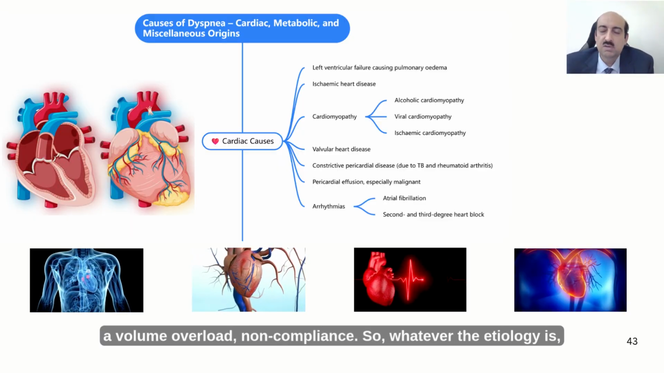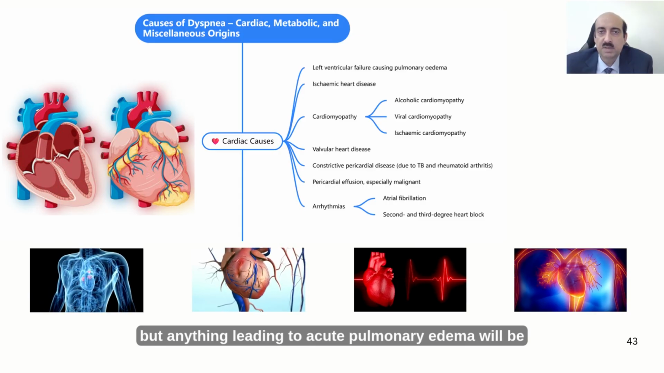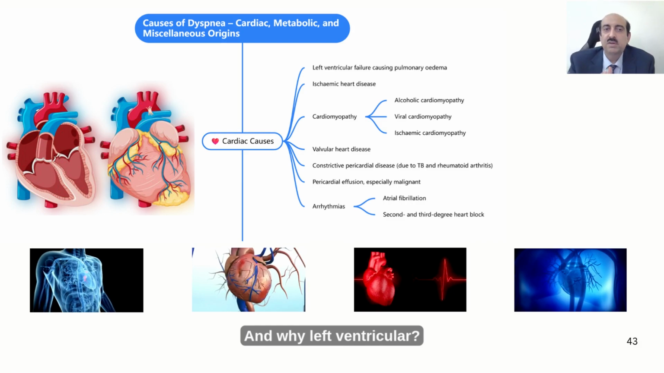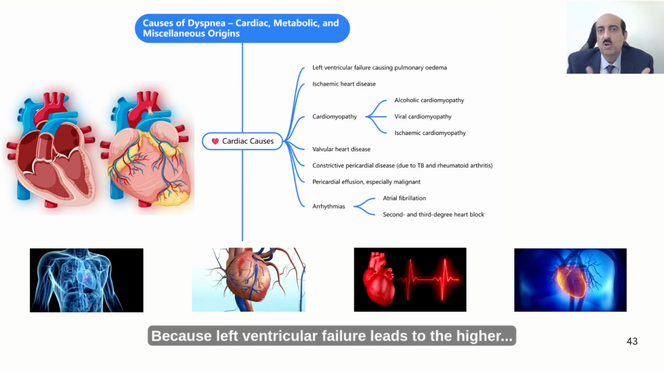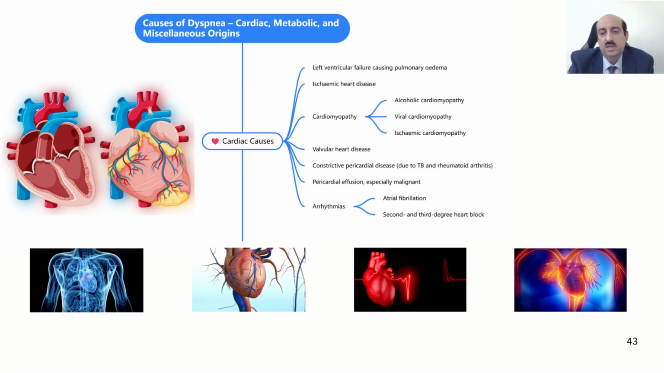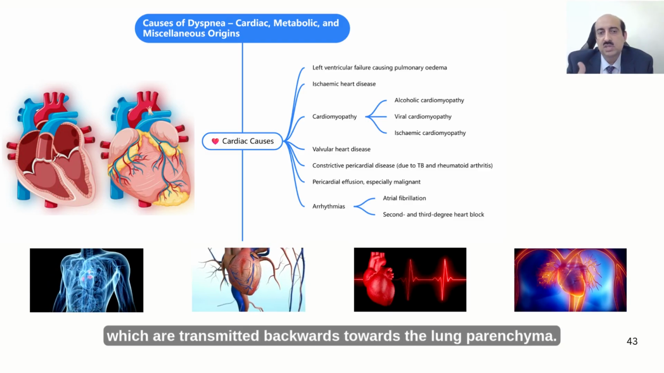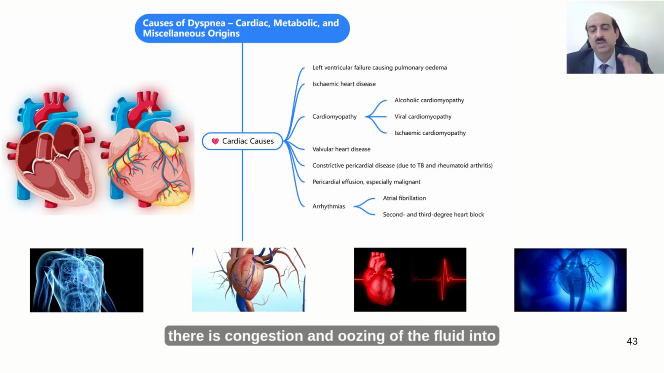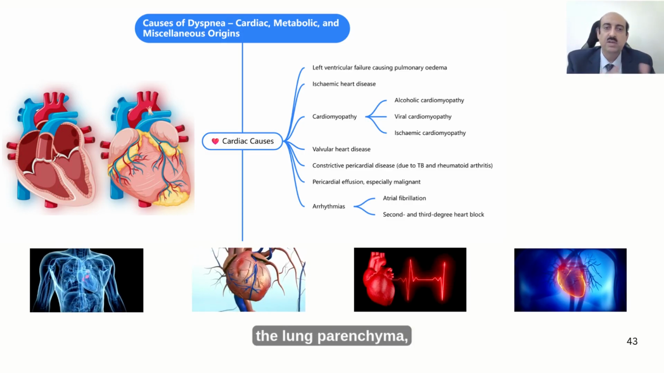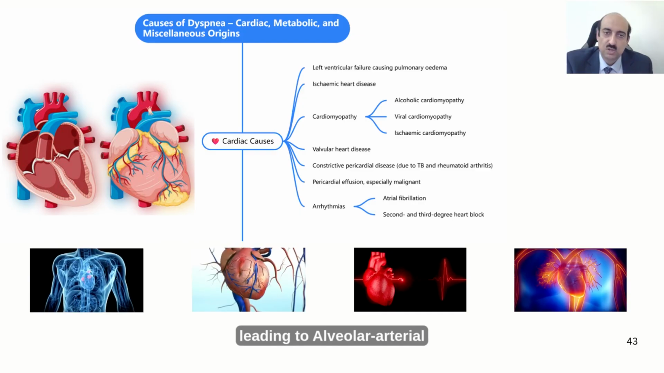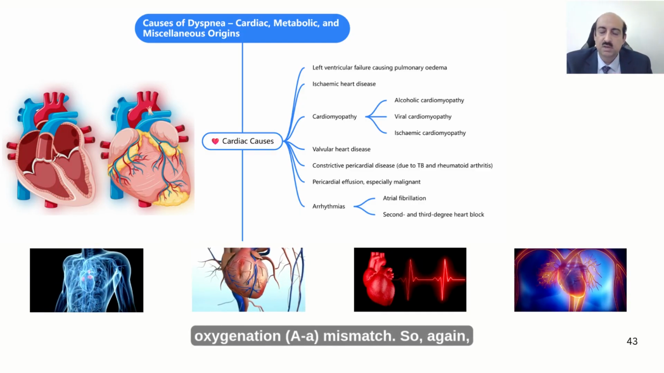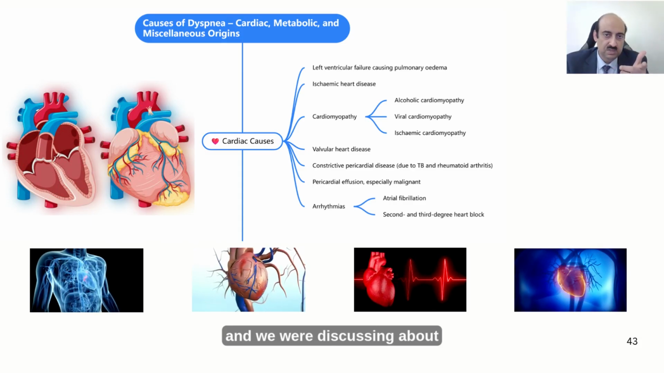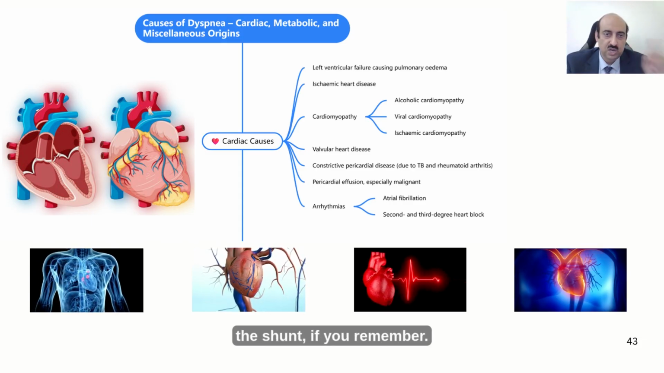So whatever the etiology is, anything leading to acute pulmonary edema will be due to left ventricular failure. And why left ventricular? Because left ventricular failure leads to higher end diastolic pressures, which are transmitted backwards towards the lung parenchyma, and hence there is congestion and oozing of fluid into the lung parenchyma, leading to alveolar arteriolar oxygenation mismatch. So again, we were discussing the shunt, if you remember.